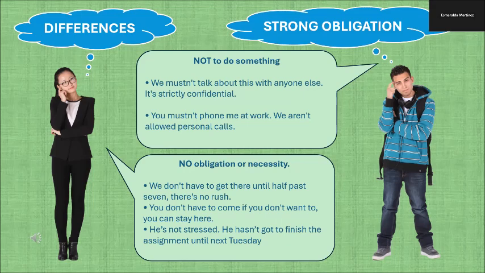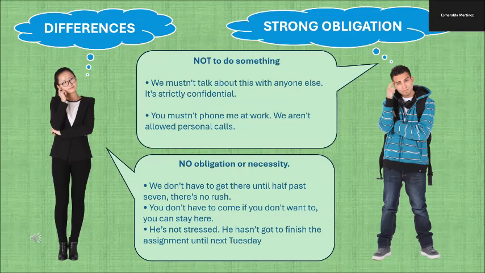We use mustn't to express strong obligations not to do something. For example, we mustn't talk about this with anyone else. It's strictly confidential. You mustn't phone me at work. We aren't allowed personal calls.